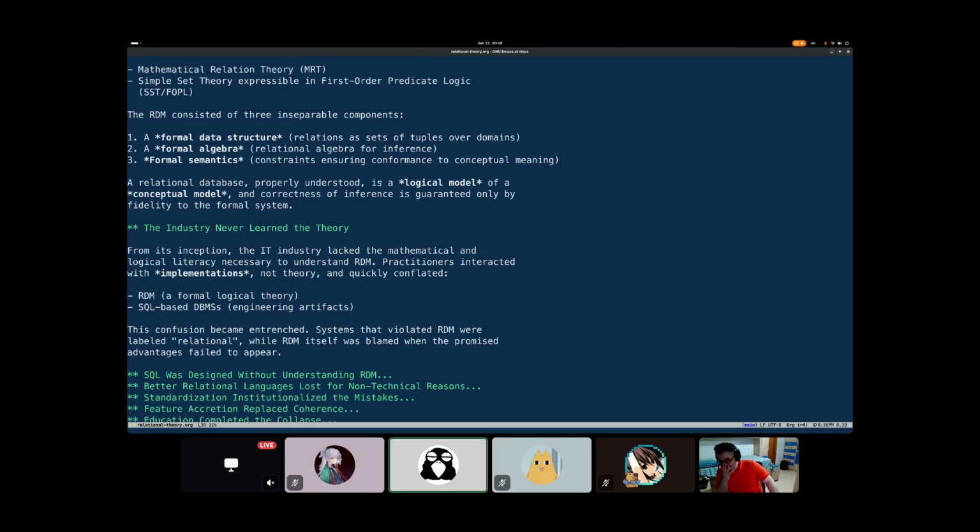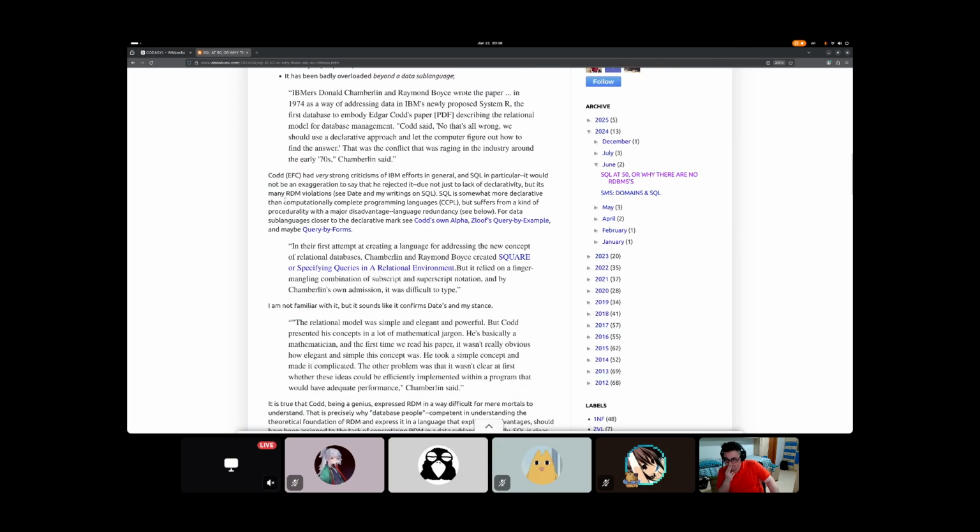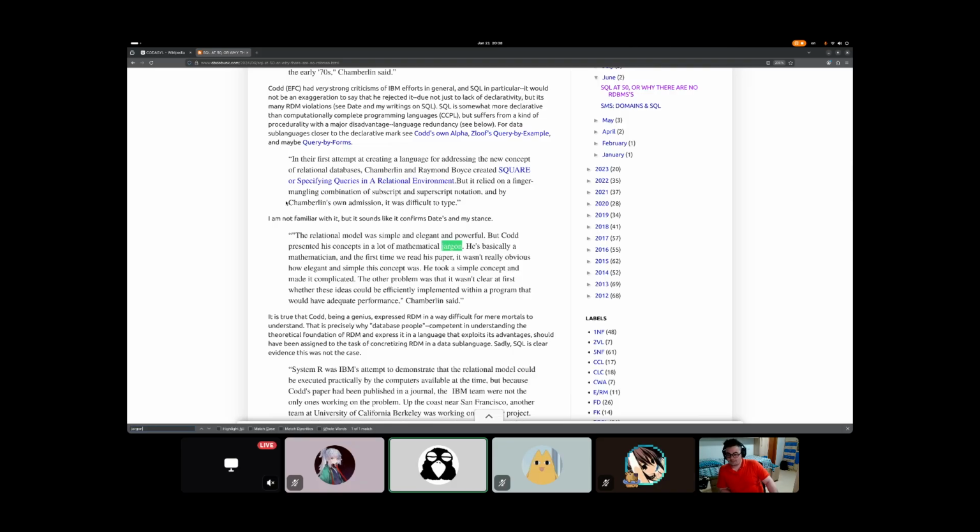This was the main critique for SQL back in the day. If you read this article here from Pascal, read this quote: The relational model was simple and elegant and powerful, but Codd presented his concepts with a lot of mathematical jargon. He's basically a mathematician. The first time we read his paper, it wasn't really obvious how elegant and simple this concept was. He took a simple concept and made it complicated. The other problem was that it wasn't clear at first whether these ideas could be efficiently implemented with a program that would have adequate performance.